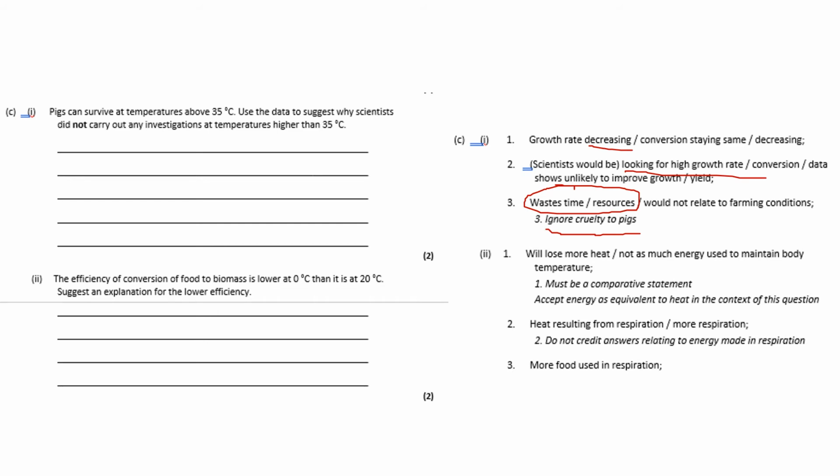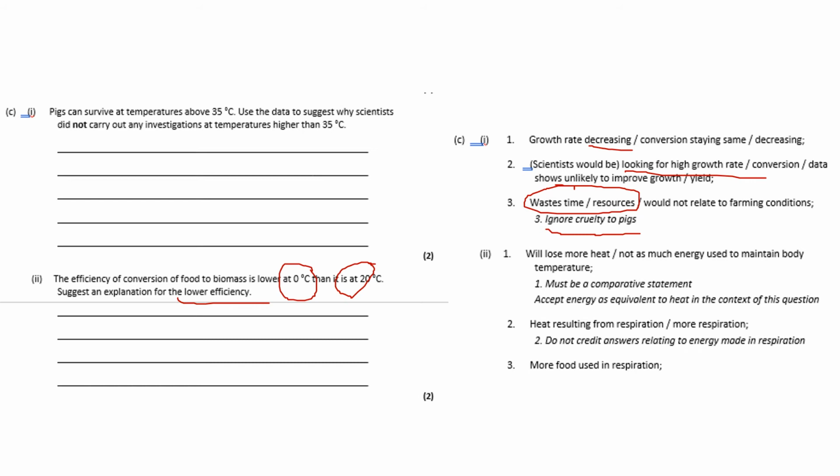For the next part, part 2, the efficiency of conversion of food to biomass was lower, obviously, at 0 degrees compared with 20 degrees. Suggest an explanation for the lower efficiency. So, in other words, the food that the pig is eating at 0 degrees, not as much of that food is being converted into the biomass. At 20 degrees, from the food that the pig is eating, more is being converted into biomass. So it's asking for an explanation, suggest an explanation for this lower efficiency.